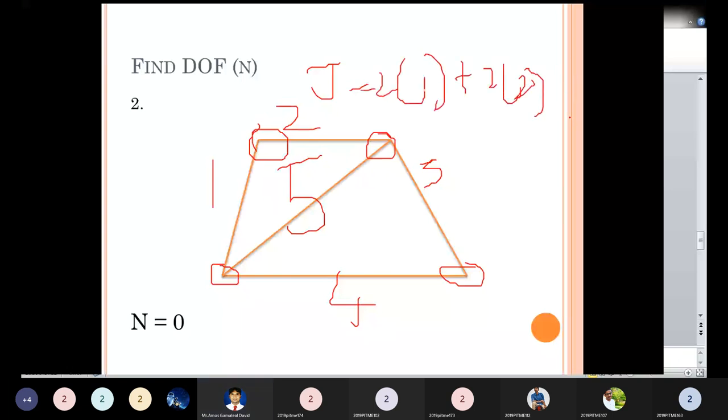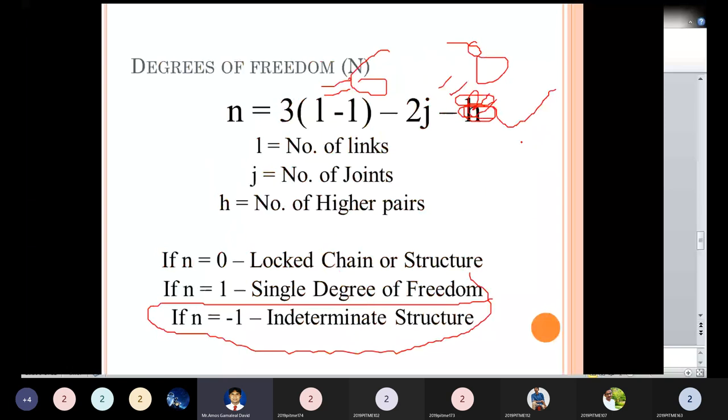J is equal to 2 into 1 plus 2 into 2. What is it? 4 plus 2 is 6. How many links are there? L is equal to 5. So L is equal to 5, J is equal to 6. Put it in this equation. What answer are you getting?